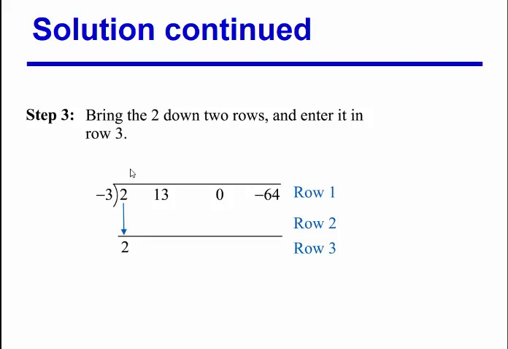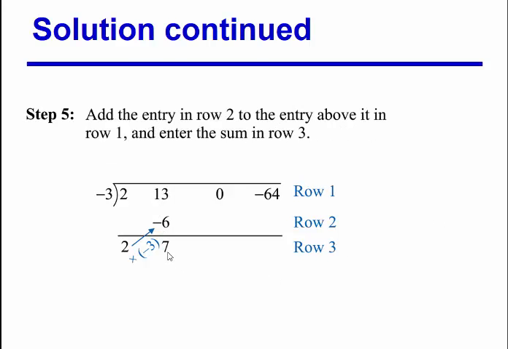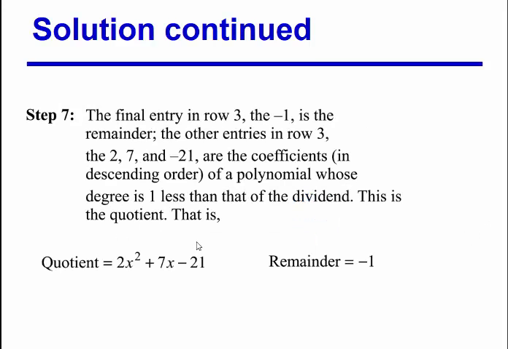And then you always bring down the leading coefficient. So that's going to remain the same. And then the next step here is we're going to do negative 3 times 2, which is negative 6. And then we're just going to perform this operation with the 13 and the negative 6, and we get 7. So we're going to repeat the process again. We're going to do negative 3 times 7.